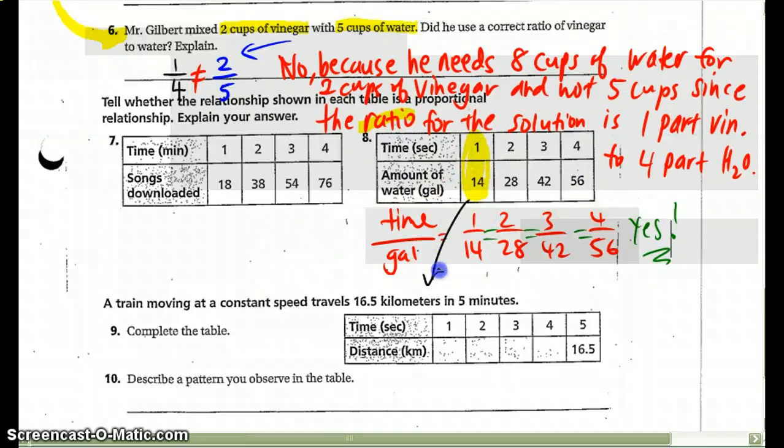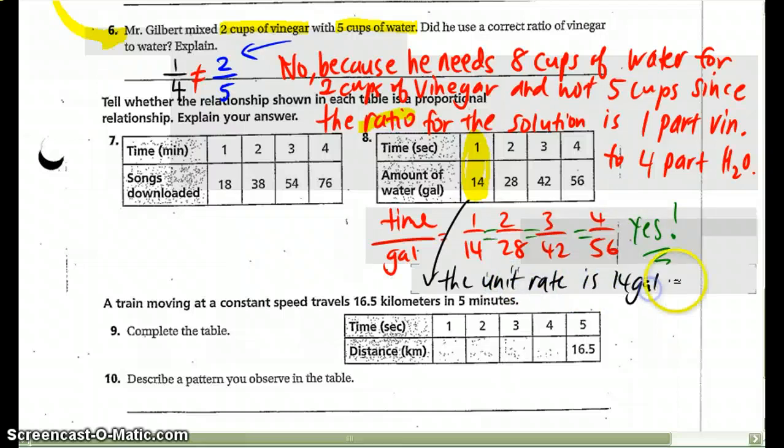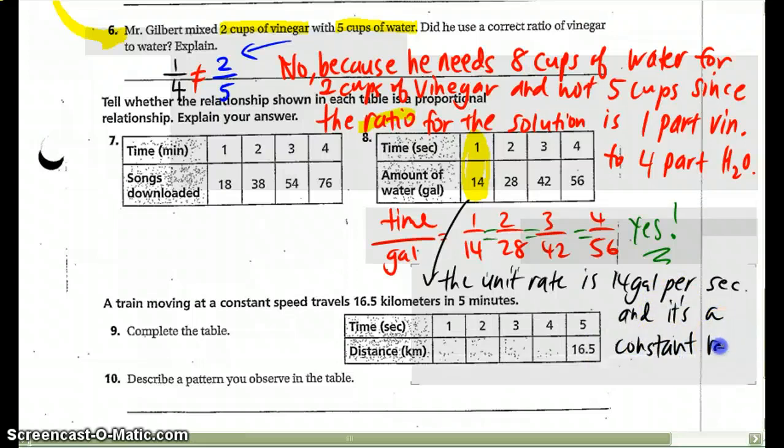We could also look at the rate, the unit rate, what I'm highlighting there. The unit rate is 14 gallons per second, and it's a constant rate. Okay, meaning maybe the second second didn't go any faster, and every second after didn't go faster or slower. It was always consistently 14 gallons per second, 14 gallons per second. Okay, should help you with number 4 as well.